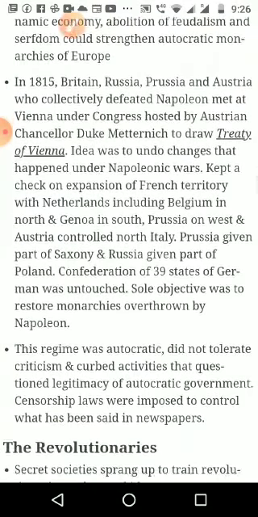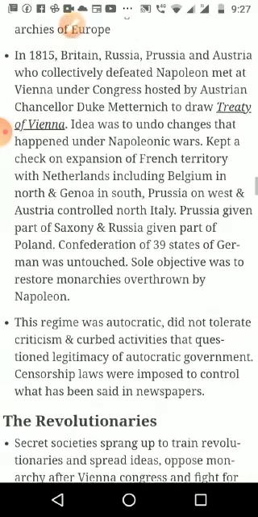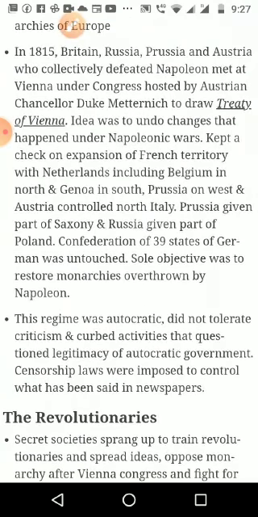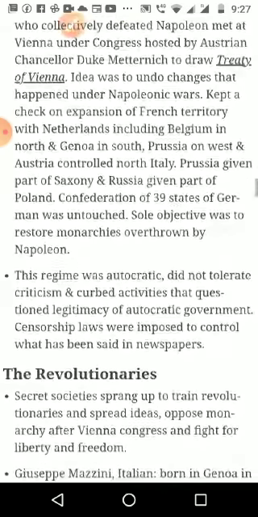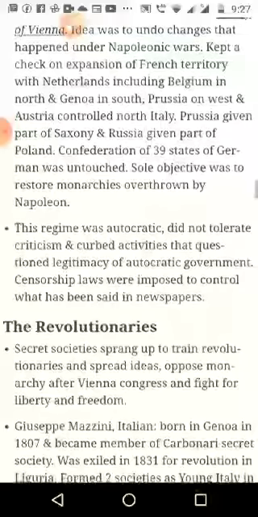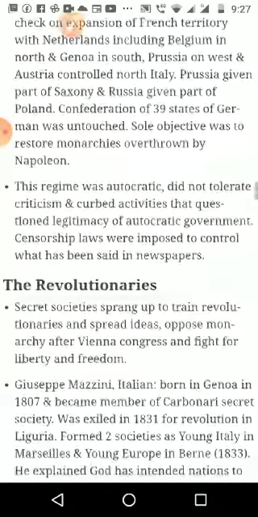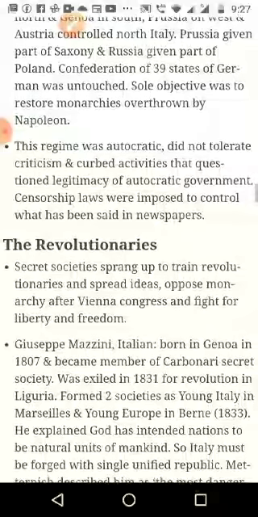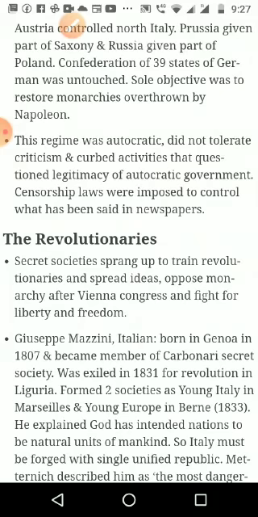In 1815, Britain, Russia, Prussia, and Austria, who had collectively defeated Napoleon, met at the Congress of Vienna, hosted by the Austrian Chancellor Duke Metternich, to draw up the Treaty of Vienna. The idea was to undo the changes that happened under the Napoleonic wars. A check was kept on the expansion of France, with the Netherlands, including Belgium, in the north and Genoa in the south. Prussia was given land on the west and Austria controlled North Italy. Prussia was given part of Saxony and Russia part of Poland. The confederation of 39 states of Germany was left untouched.